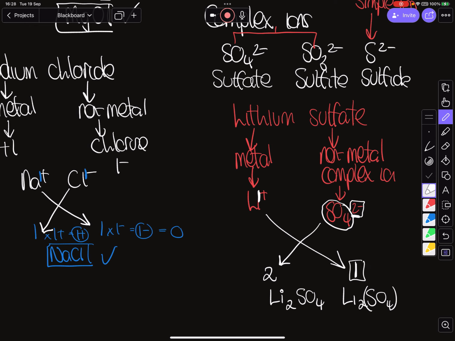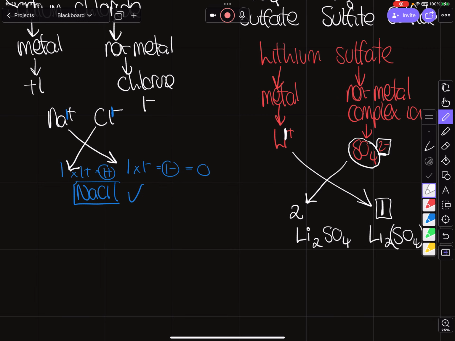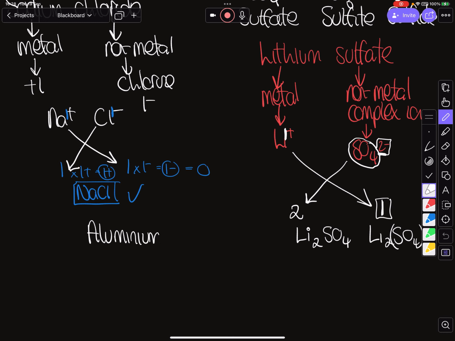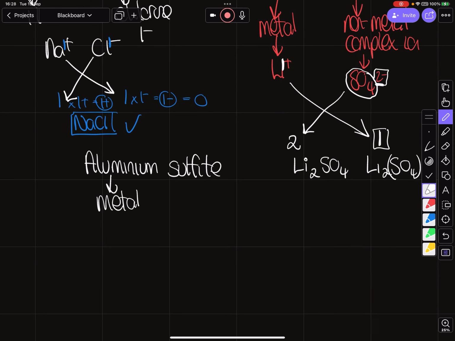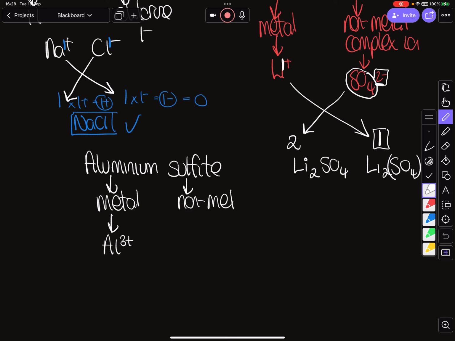Okay, I'm going to find you one whereby we will have to have multiples. So I'm going to go this time with the name of aluminium sulfite. So again, my metal doesn't change its name. It lives in group 3. So we write aluminium 3+. This is my non-metal, but it's a complex ion. So you have to know and learn it. So this is SO3 2-.